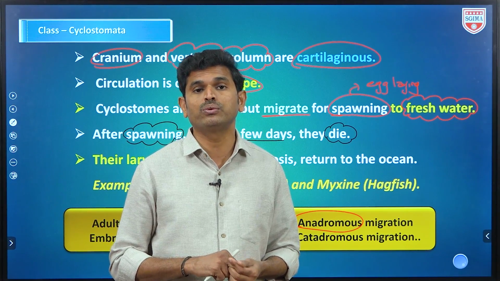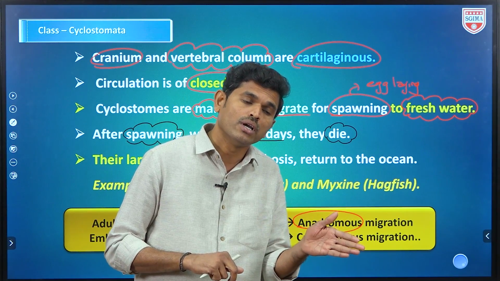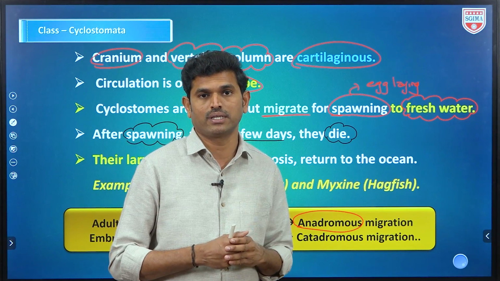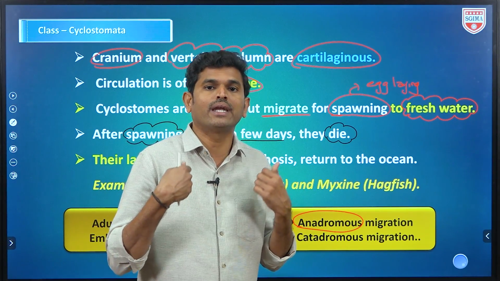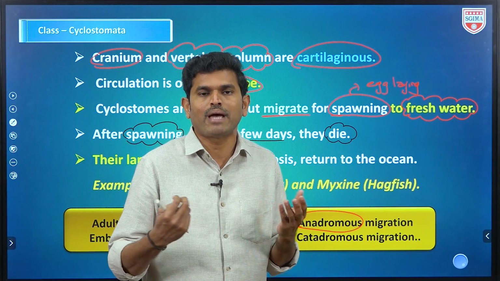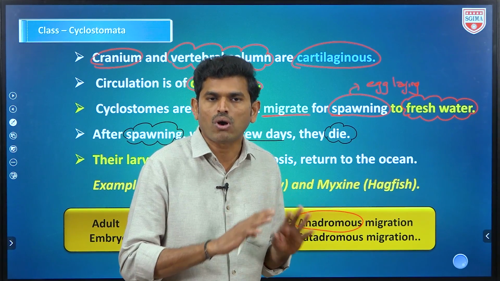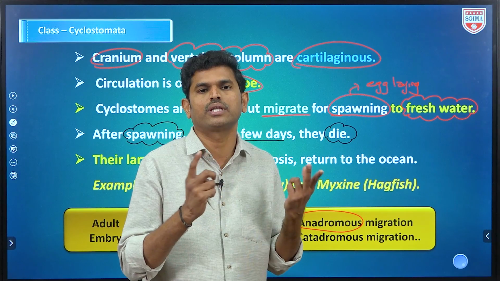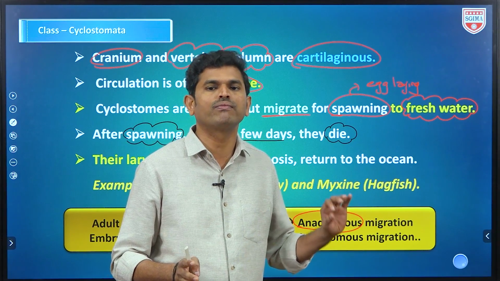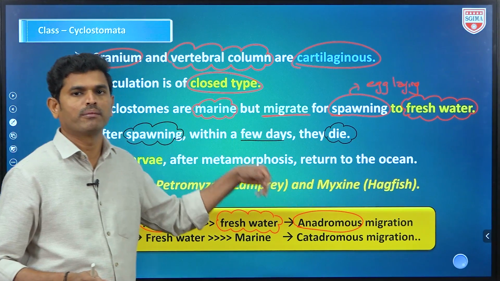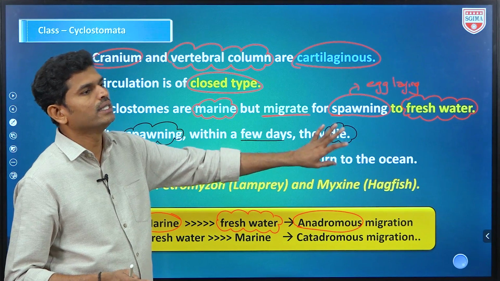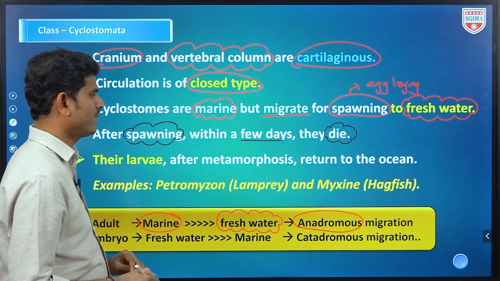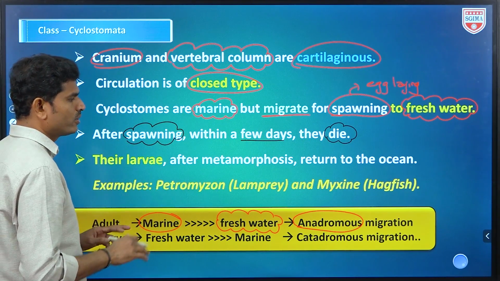And they are going to copulate. When they reach the freshwater, there they are going to copulate. Reproduction is also an energy consumption process. So maximum energy will be lost by the organism through this migration and copulation. So they die after a few days of spawning, egg laying and copulation. Okay, this is the reason why they are going to die.